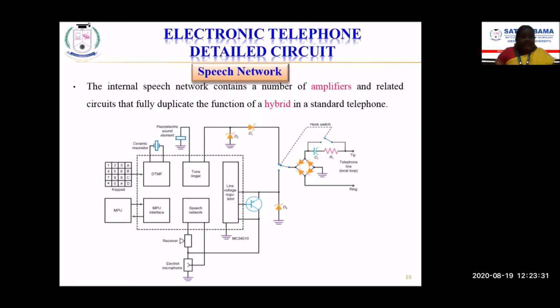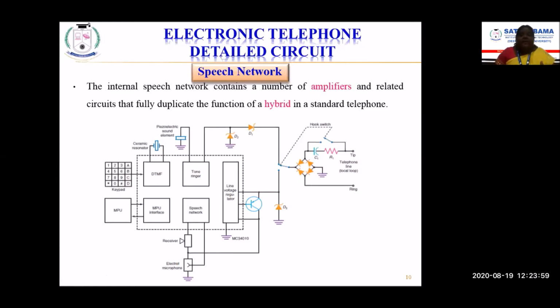Next, we will see the speech network. The internal speech network contains a number of amplifiers. As I told you, this speech network is nothing but a conditioning circuit. It is going to condition the audio signal that is being transmitted via the telephone network. So it is going to have amplifiers and related circuits, that is the filters, that fully duplicate the function of a hybrid in a standard telephone.